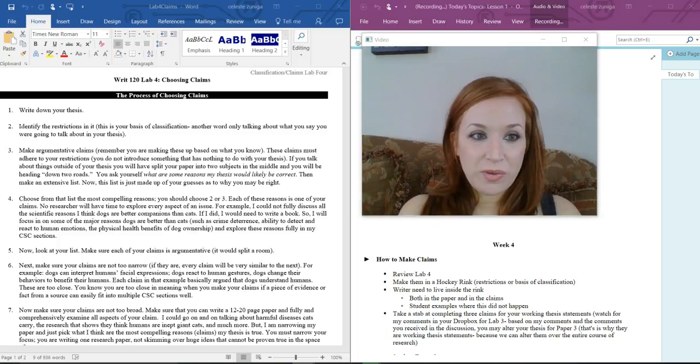The next step that you want to do is list a whole bunch of reasons, after you find your basis of classification, that your thesis statement might be true. So list everything you can think of. You might come up with like 10 or even 20 sentences as to why your thesis might be true.